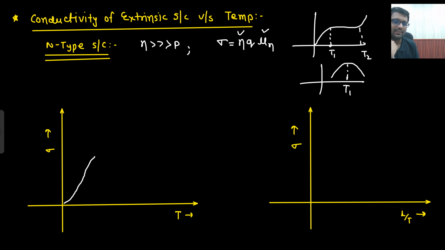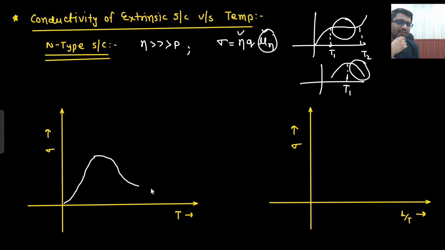Aggressively it will increase, right? After that, what is happening? After T1, mu n is decreasing, and this is constant. One factor is constant and one factor is decreasing. What does that mean? A decreasing graph multiplied with a constant. The graph will decrease only.